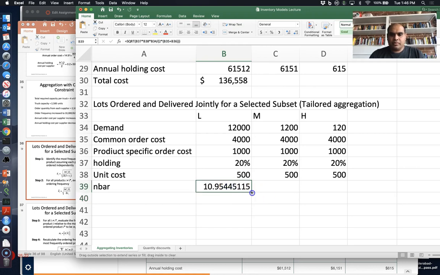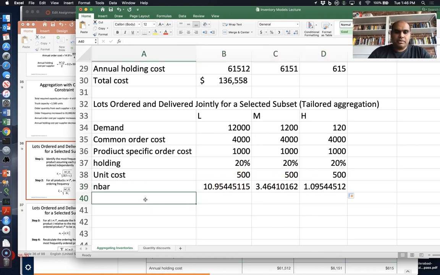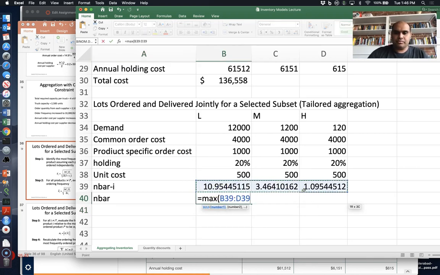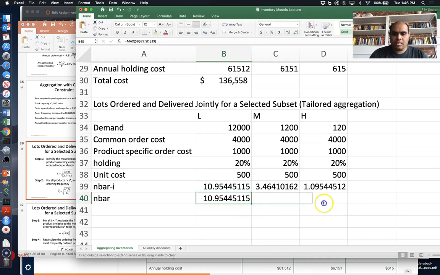10.9, just like we had before. So n bar will be 10.9 for the maximum of these three numbers. Let's call this n bar I, individual, and then we'll just calculate n bar, without the I, just the maximum of these numbers. Right, so that's the value of n bar. It's the same n bar for all of them, so I just copied everything out.